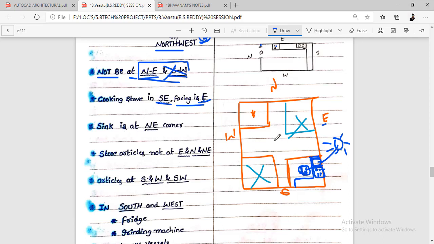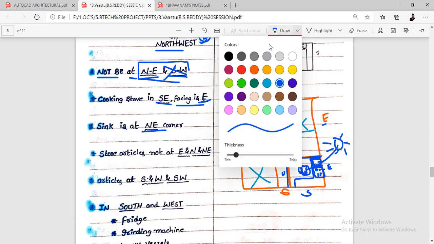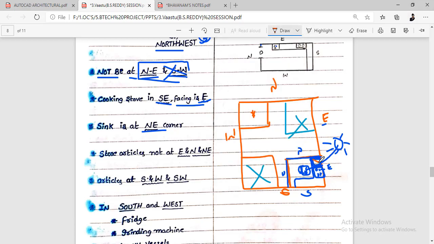Okay, and the sink is at the northeast corner. Even right now you can divide this part into directions. This part is north and east and south and west. So as per this, the sink is in the northeast corner. See, northeast corner in the sense this one. If I take something, yeah, this is the northeast corner, so you need to provide a sink here. And the stove here. At that time our mother stands here and cooks from here. Whatever rays come from here will fall on our mother.